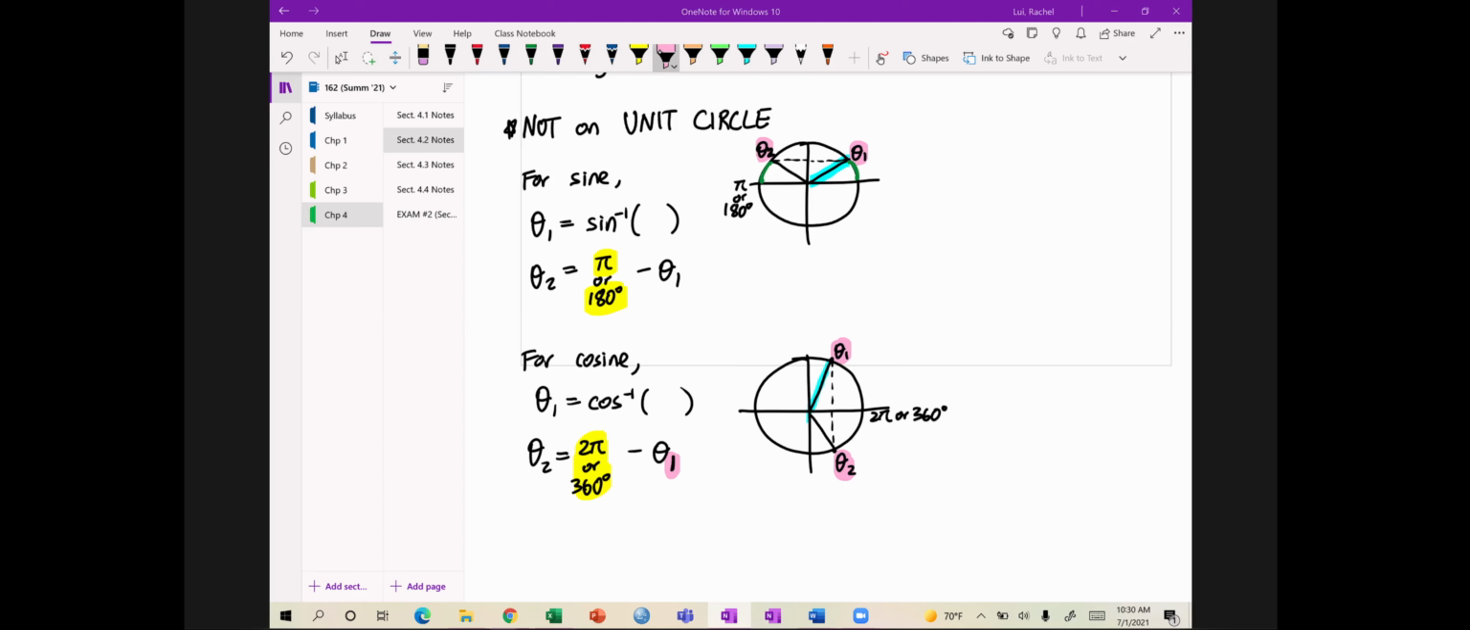Okay, thank you for those corrections. I know I've been switching the ones and twos. So take a screenshot of this if needed. The inverse trig function gives you the first solution. Then when working with sine, you do pi or 180 degrees minus first to get second. When working with cosine, you do 2 pi or 360 degrees minus first to get second.